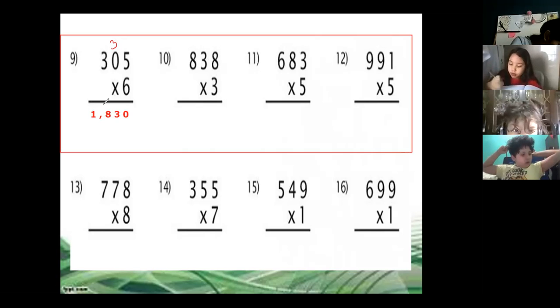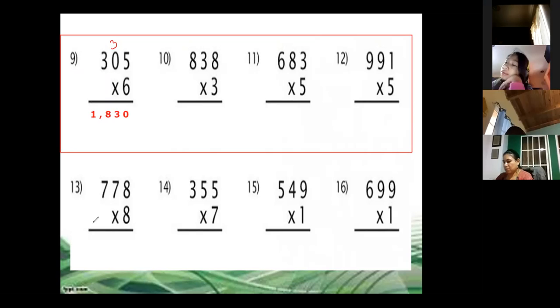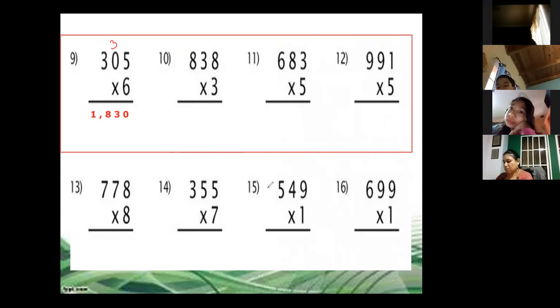3 times 6, or 6 times 3, it's the same. 18, that's right. So 18, and we write a comma because we know that we start a new period. The comma is between number 1 and number 8. So we have 1,830. That's right. So 1,830 is the answer of number 9. Excellent. You did a great job. Now let's see number 10.